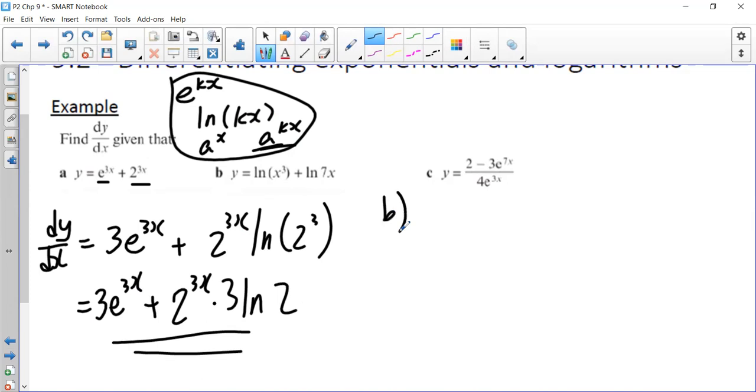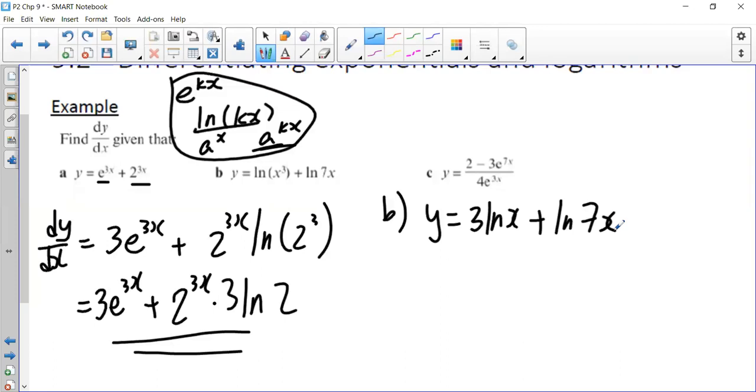Part B, ln x cubed. Well, we haven't learned anything about x cubed because all the x inside the ln bracket is always power of 1. But we can use the log rules to bring the 3 in the front. So we can rewrite it as y equals 3 ln x plus ln 7x. That's one way, of course, to do it.